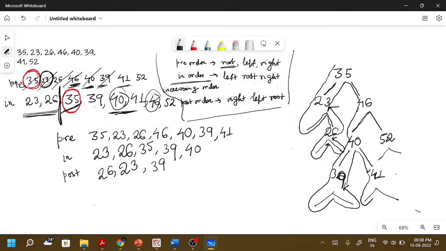We'll go back, hitting 41 for the second time, so 41. Again we are hitting 41 for the third time, so 41. Again we are hitting 40 for the third time, so 40. We're going to 46 for the second time, so 46 in order.